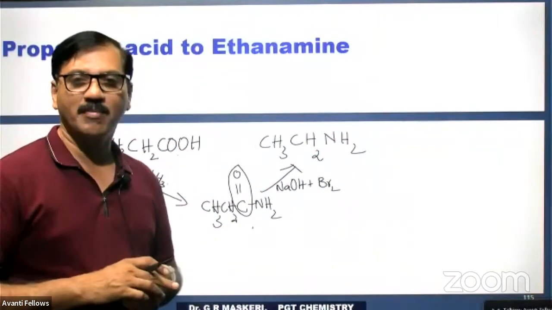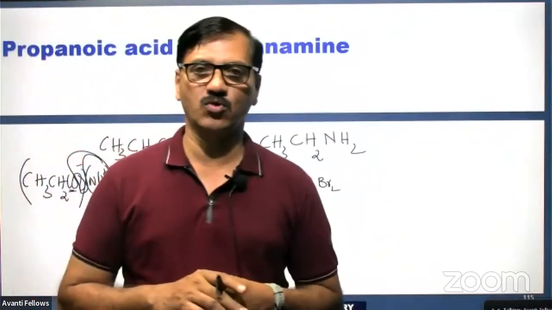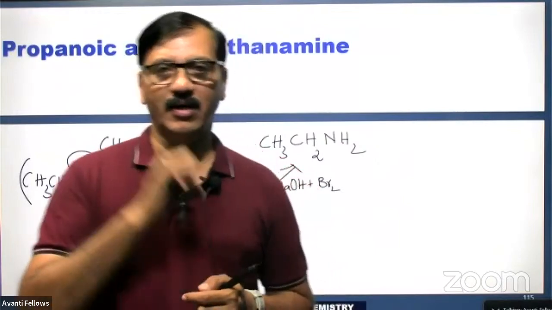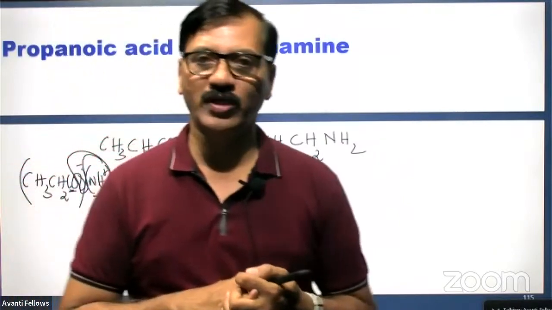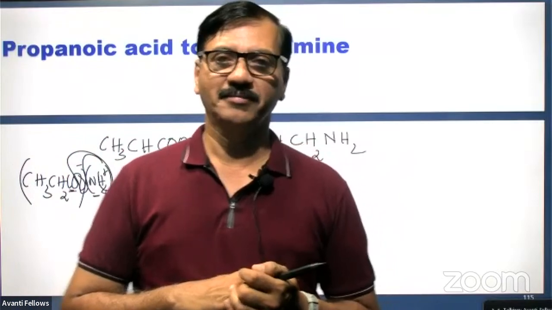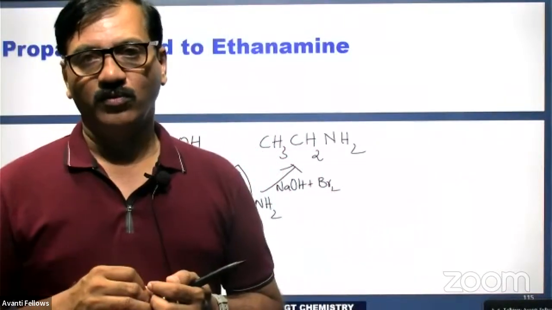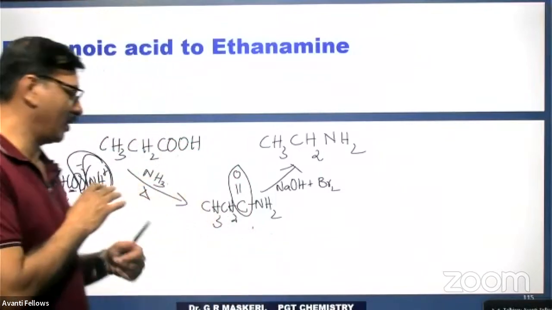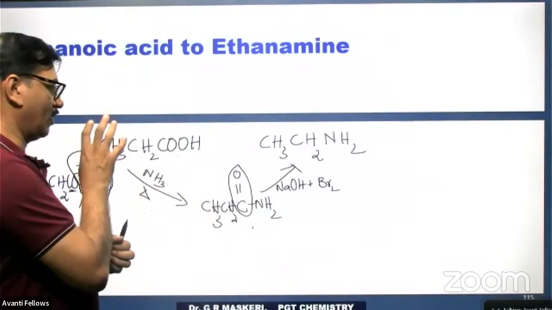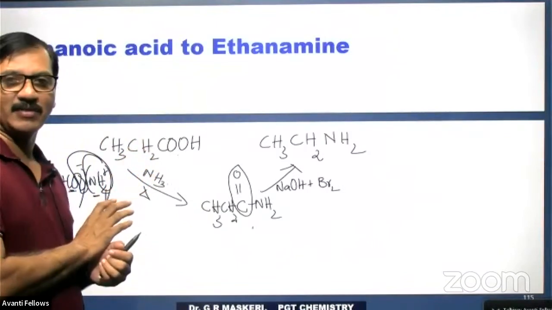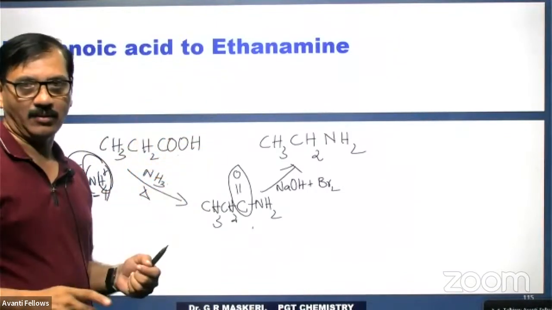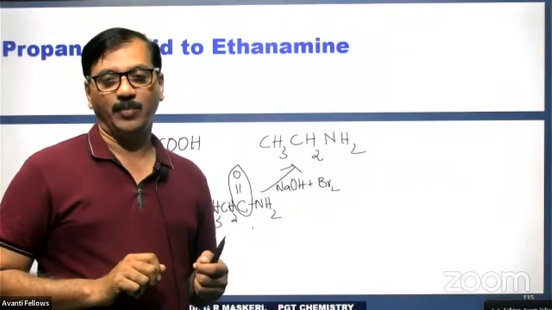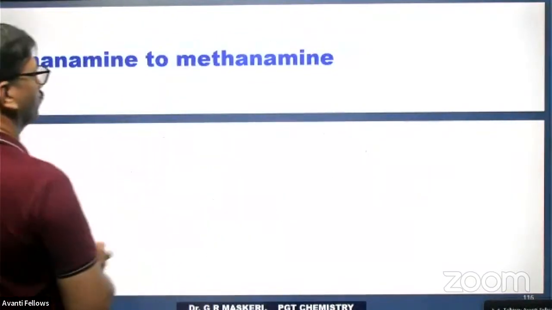So Hoffman's bromide degradation is the one reaction which is used for descending of series, right? Decarboxylation, removal of COOH group by using NaOH and CaO, that is soda lime. And another reaction is Hoffman's bromide degradation, amide to amine. Usually, if one carbon atom is less, then these are likely to be used, right?